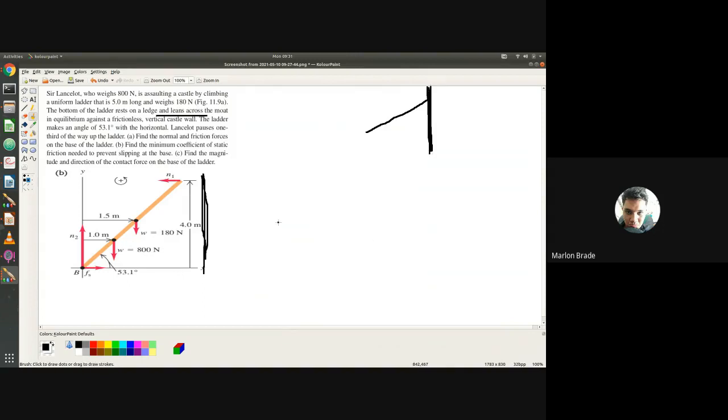Okay, so the ladder is at 53.1 degrees with the horizontal. Lancelot pauses one-third of the way up. So Lancelot is one-third of the way up. For example, if the ladder is 5, one-third of that is where Lancelot is standing. So what is one-third of 5? 5 divided by 3?